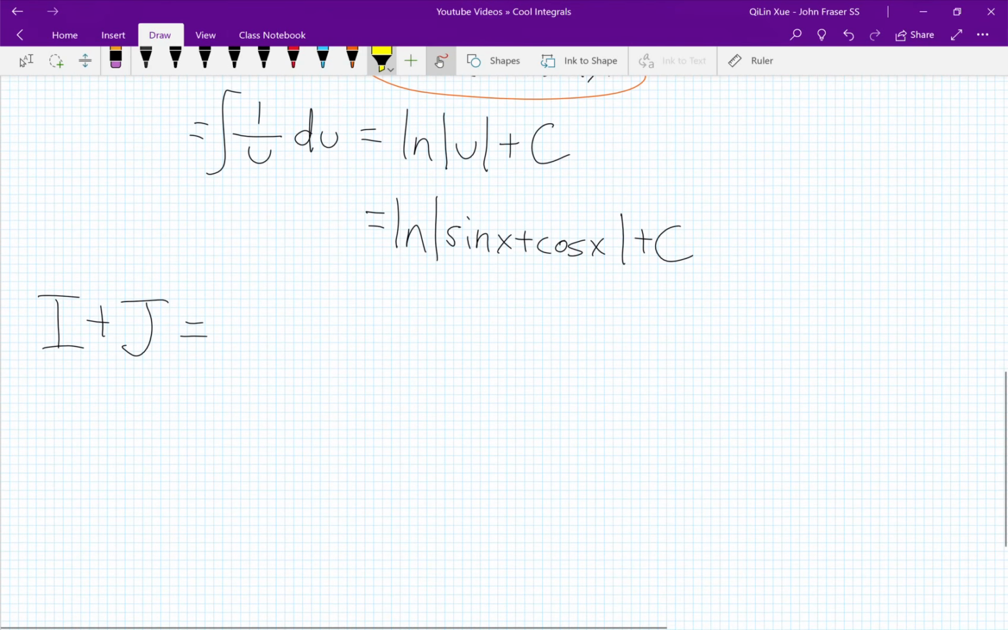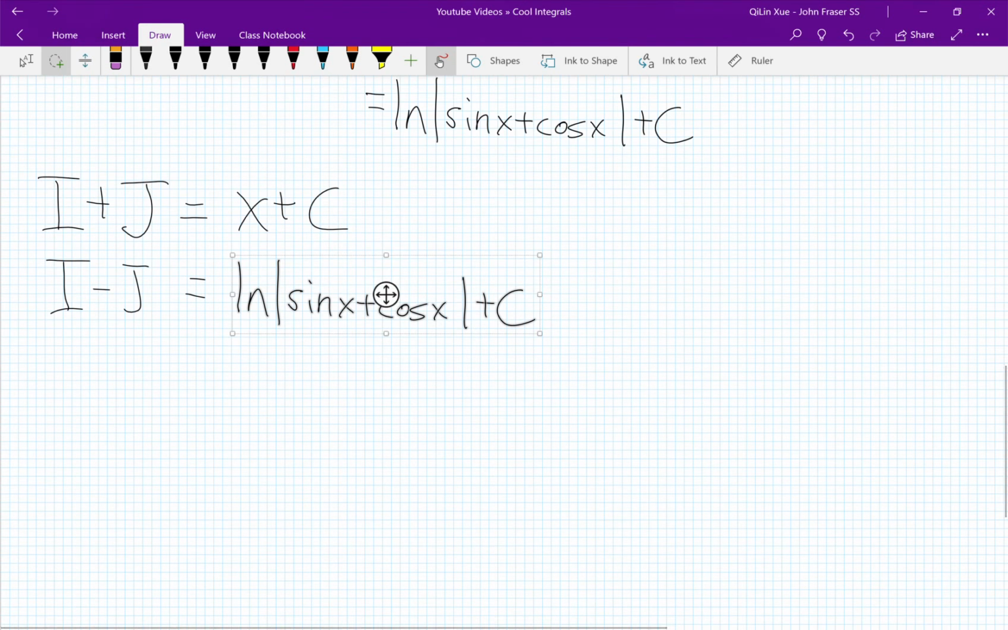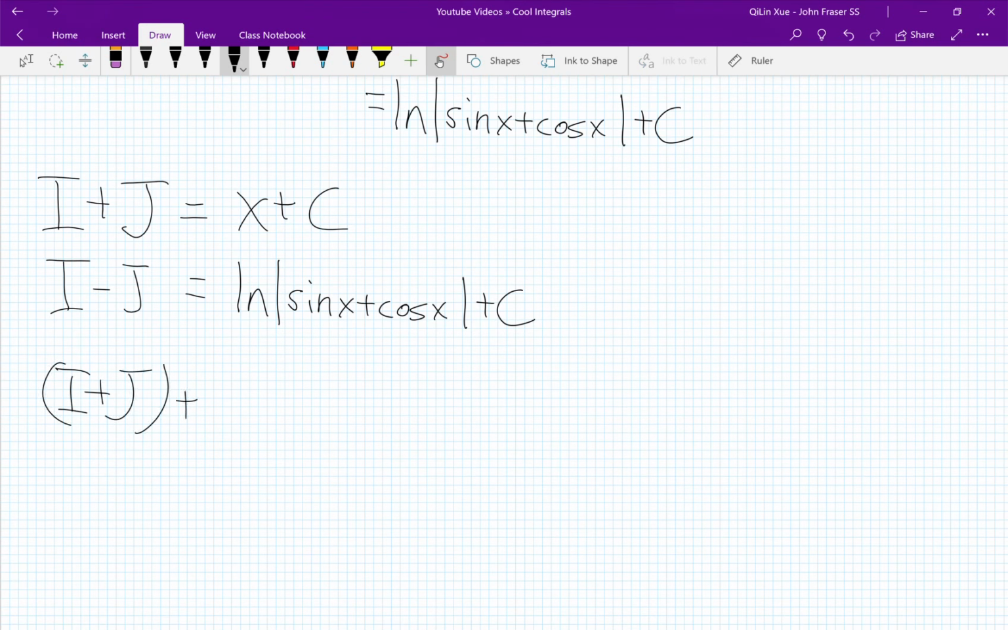Really easy stuff. X plus c, and I minus J is what we have right here, the natural log of sine of x plus cosine of x plus c. Now we're going to add these two equations up to eliminate J. We have I plus J plus I minus J, which is the second equation.